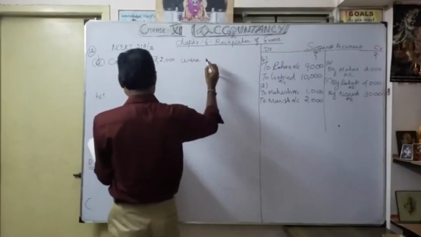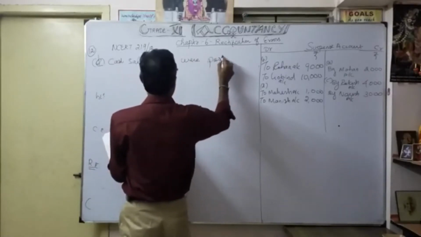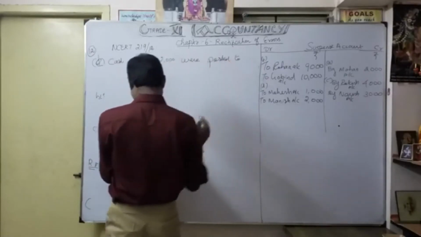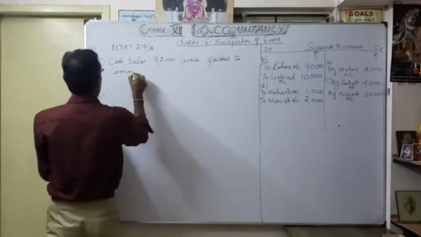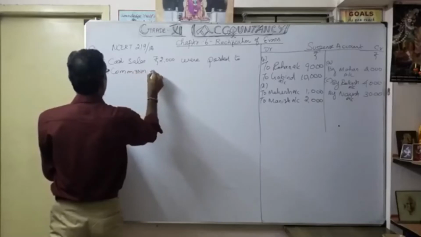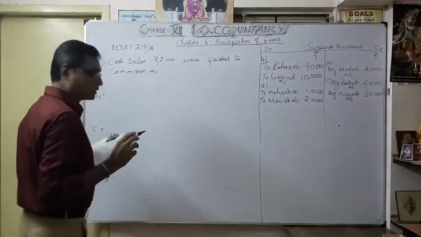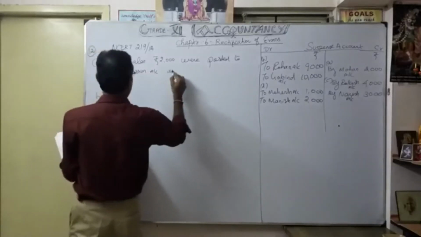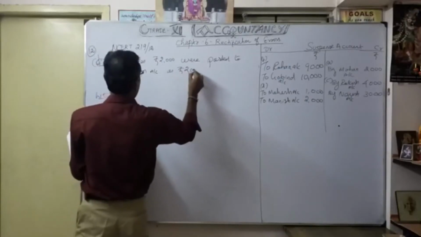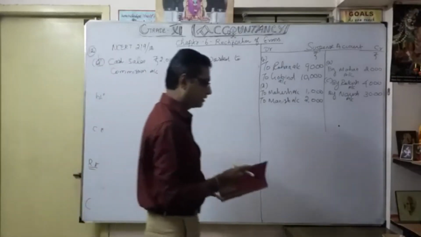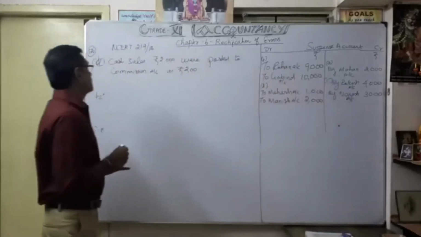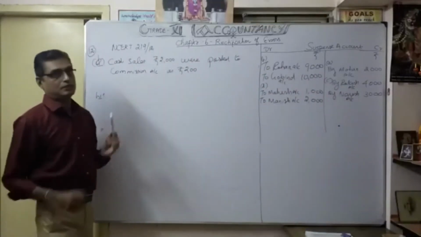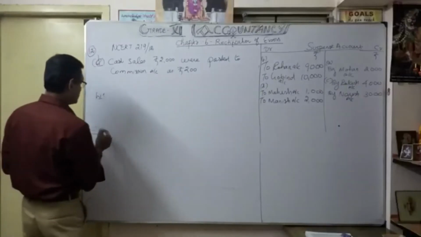Cash sales 2000 were posted to commission. Posted to which account? Commission account. That too, how much? 200. As 200. So understood about this transaction. Now let's see. Cash sales 2000, that is the correct entry. So what entry are you going to do as the correct entry?